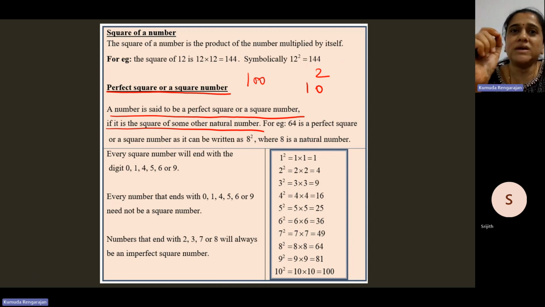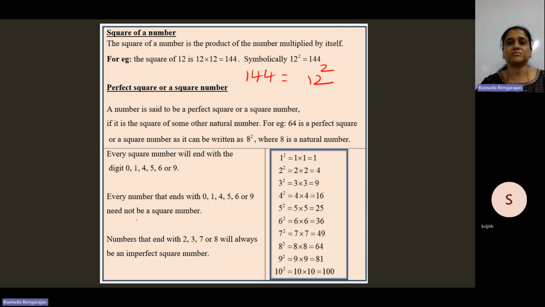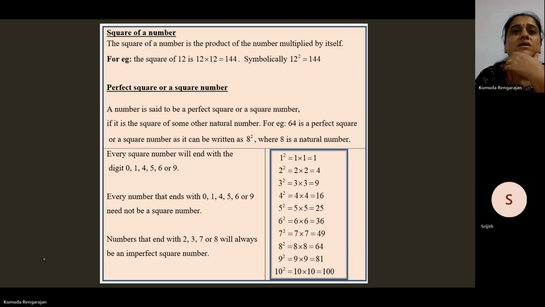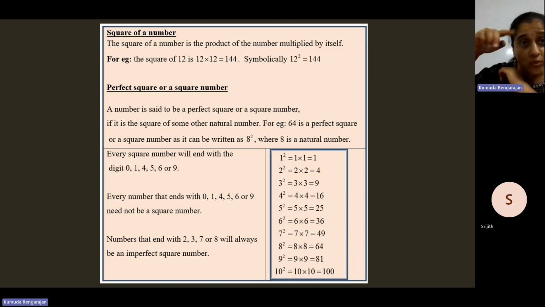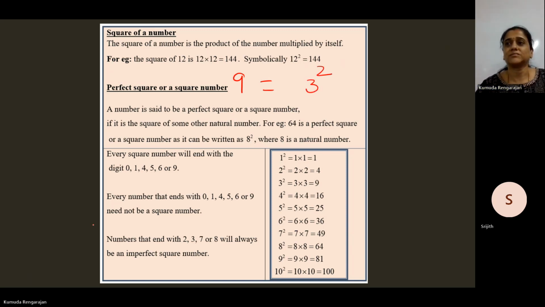A number is said to be a perfect square if it is the square of some other natural number. You'll get used to it. Now, for example, 144 is a perfect square because it is the square of some other natural number, 12. 12 squared is 144. So 9 is a perfect square or a square number because it is the square of some other natural number, which is 3. 25 is a perfect square or a square number because it is the square of a different natural number, 5.